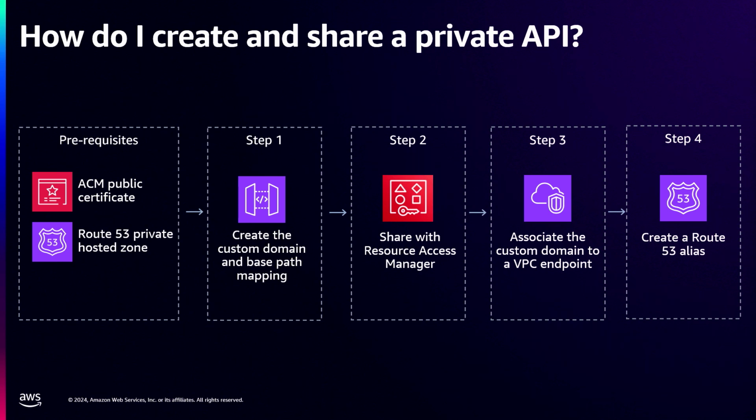You then share that domain with Resource Access Manager, and this is so that you can share this API across account boundaries. You associate that domain with a VPC endpoint, and then you work with your customer and create the Route 53 mapping or alias to that custom domain.